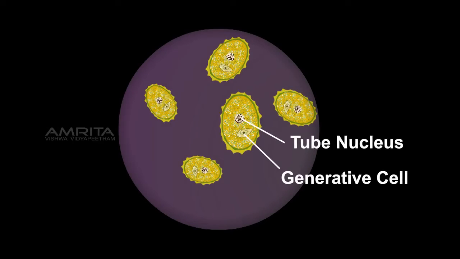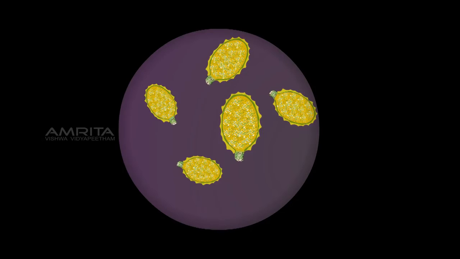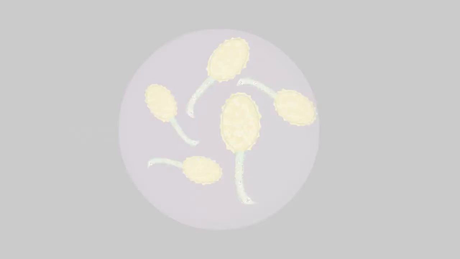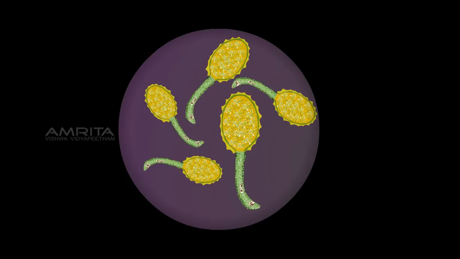Observation: in nutrient medium, the pollen grain germinates. The tube cell enlarges and comes out of the pollen grain through one of the germ pores to form a pollen tube. The tube nucleus descends to the tip of the pollen tube. The generative cell also passes into it. It soon divides into 2 male gametes.